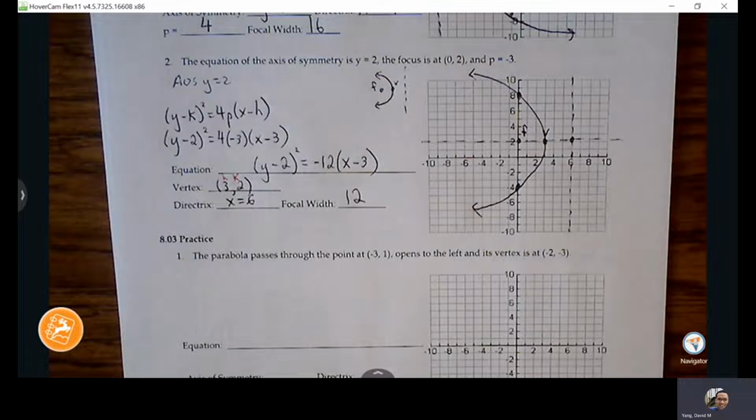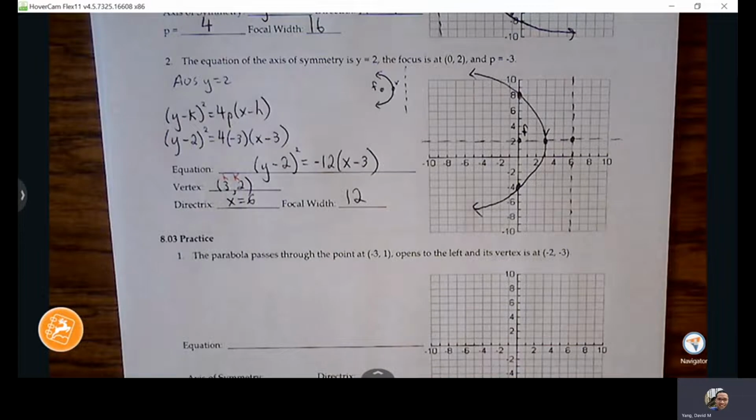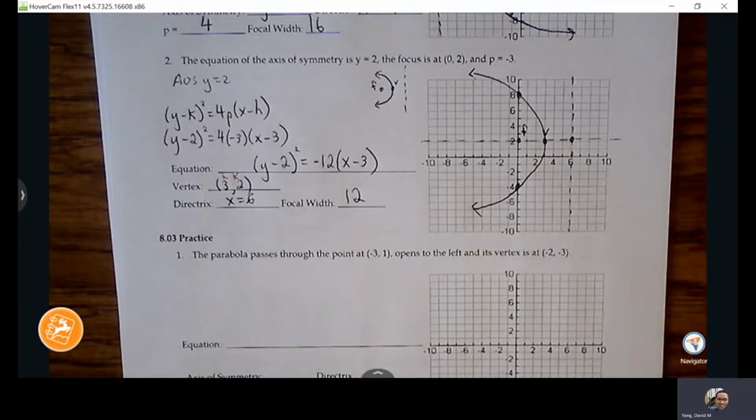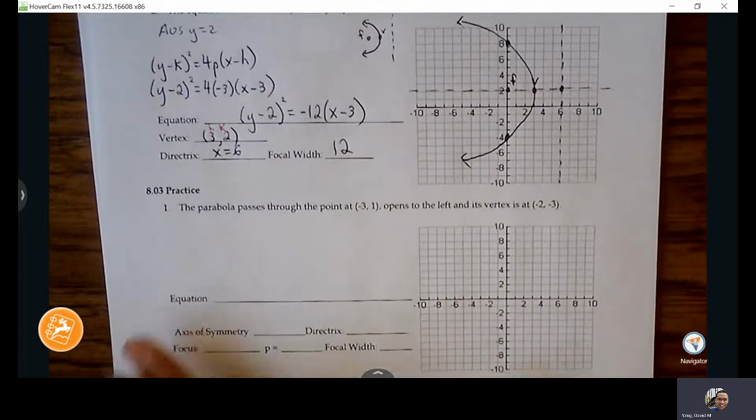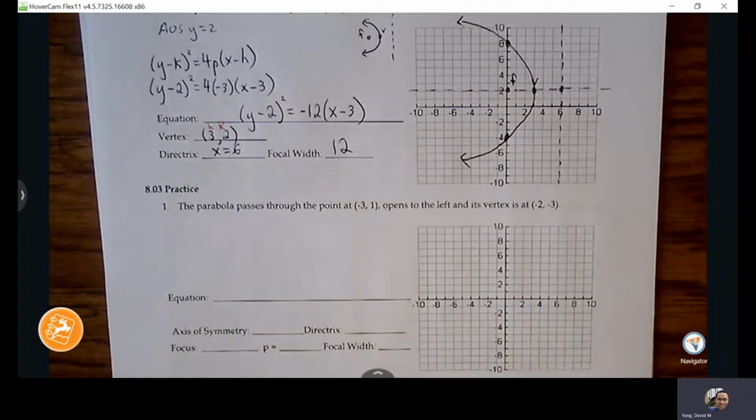Okay, number 1 under the practice is a little different. I want to make sure that you guys have a chance to try number 2 before, because I want to go over this problem. This is a little bit different in terms of how we set this up. Does anybody still have any questions so far? Okay, so let's look at number 1 here.